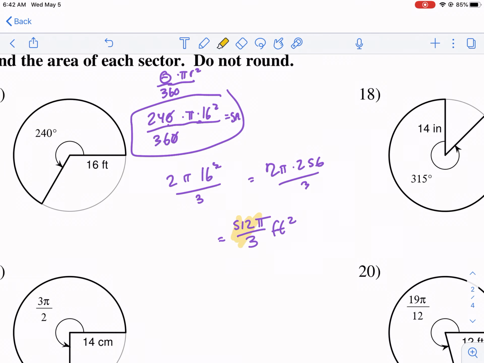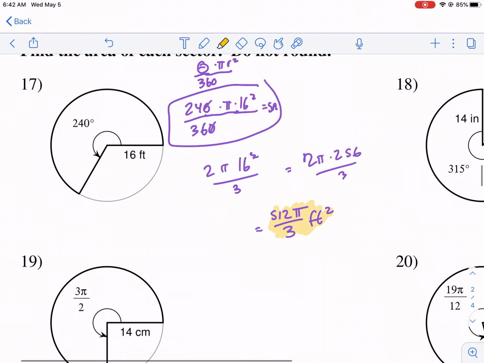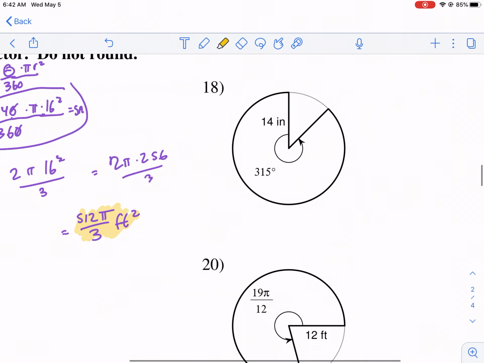And that's our final answer. It doesn't want us to round, so it just wants it to reduce as much as possible, leave in terms of pi. Let's do the 315 one. 315 times pi times r squared over 360. I should just go ahead and put in 14 squared.